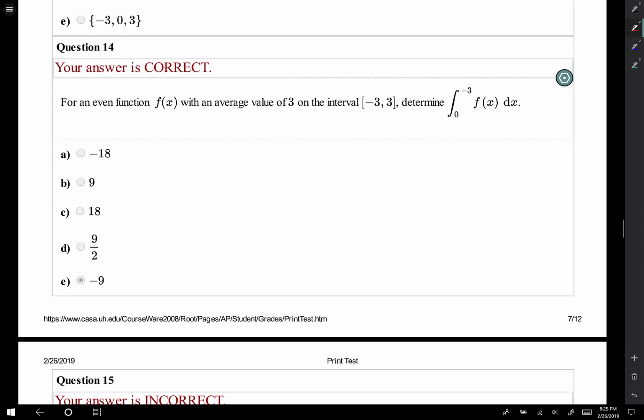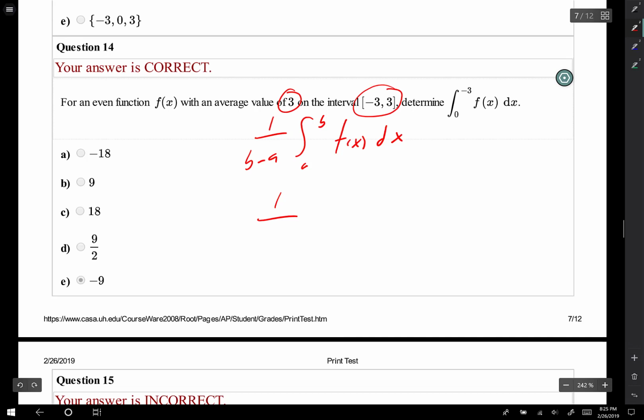For an even function, f of x with an average value of 3 on the interval negative 3 to 3, determine 0 to negative 3. Okay, so remember that your average value is 1 over b minus a integral from a to b of f of x dx. So that means, with an average value of 3, 1 over the difference between negative 3 and 3, which is 6. So 1/6, or 3 minus negative 3, integral from negative 3 to 3 of f of x dx. This was equal to 3.